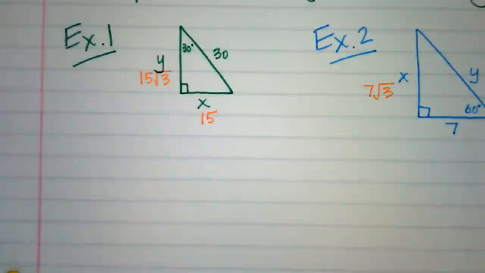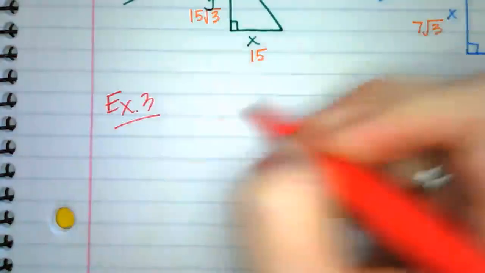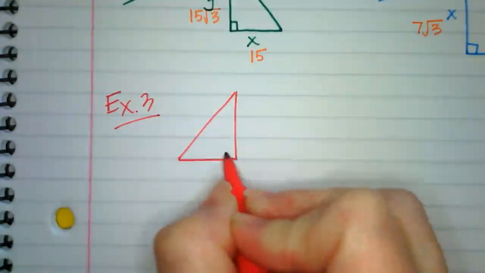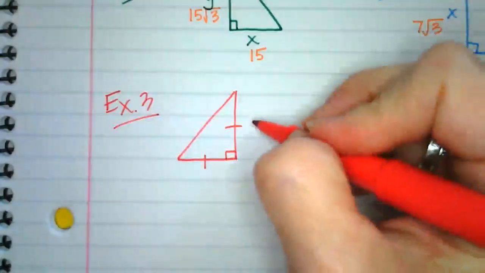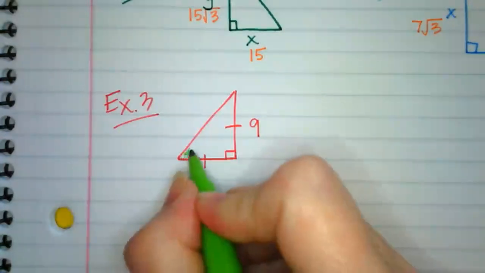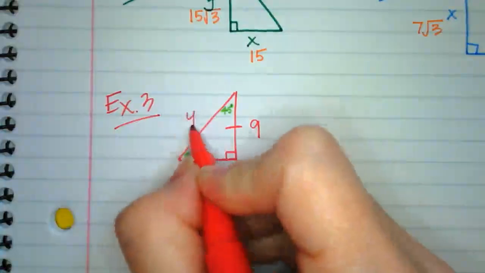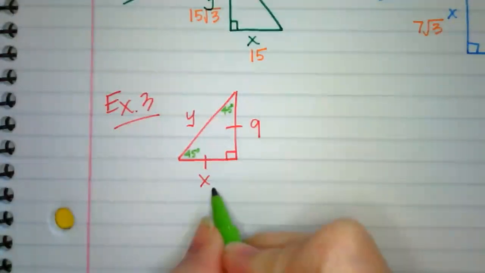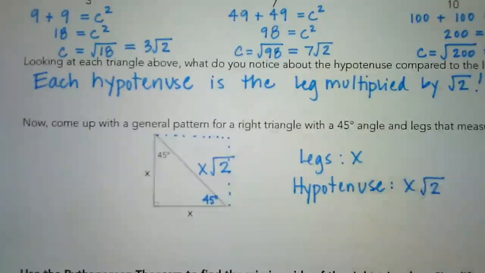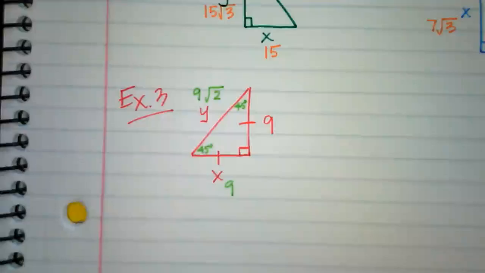All right, next up, example 3. How about we have this, and I'm going to tell you that this is 9. First of all, I know that this one is a 45, 45, 90 triangle because these two sides are the same. If those two sides are the same, those two angles are both 45 degrees. If I label this as X and this as Y, I know that those two are the same, so X is 9. And if you want to look back at what we just did, if the legs are X, then the hypotenuse is X square root of 2. So if the legs are 9, the hypotenuse is going to be 9 square root of 2.